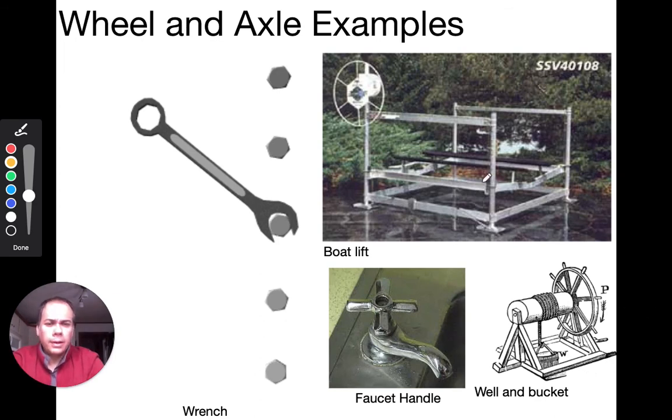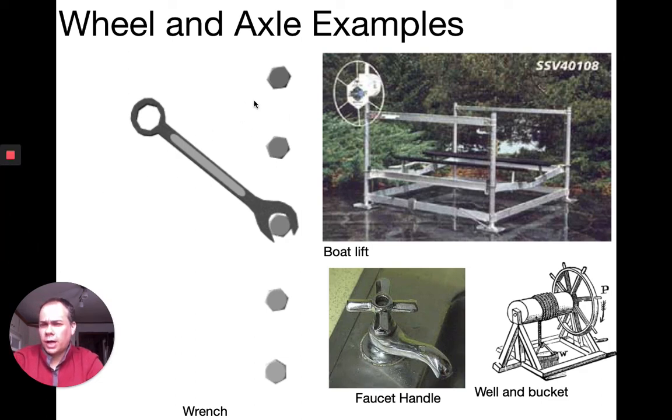A winch on a well bucket or a boat lift works using a wheel and axle. I don't know if you've ever seen one of these. Sometimes you might see them at a lake. People put their boat on this, or maybe a jet ski. You pull the boat or jet ski onto this platform, which is lowered in the water, and then you get out and turn this wheel, and that cranks up the boat and leaves it out of the water.